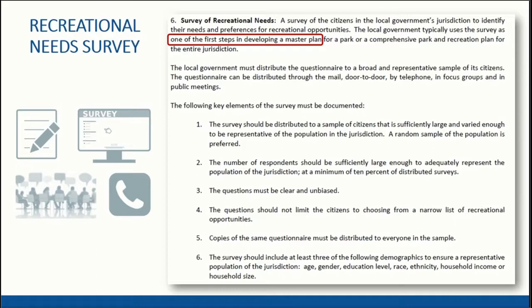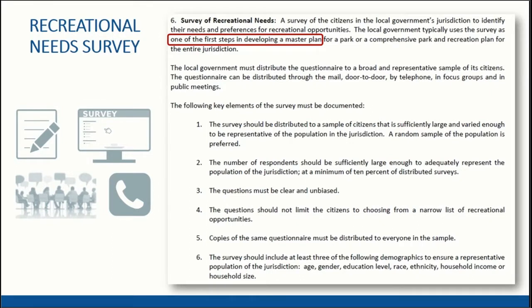It can be distributed through various means, and I usually recommend multiple methods to send out information, to share information. Through mail, door-to-door, you can do telephone, you can do focus groups in public meetings. And the elements of a survey must be documented, and these key things must be included for you to gain points for your recreation needs survey.